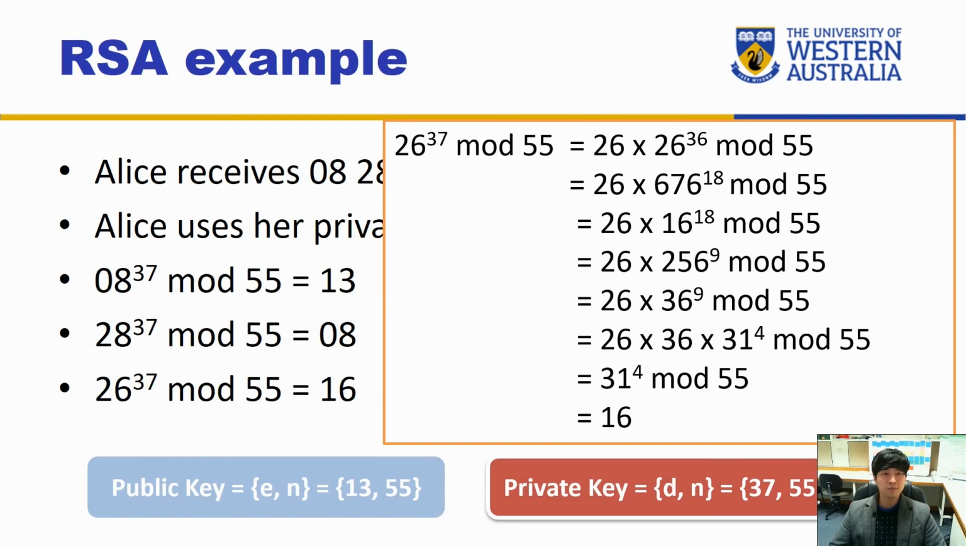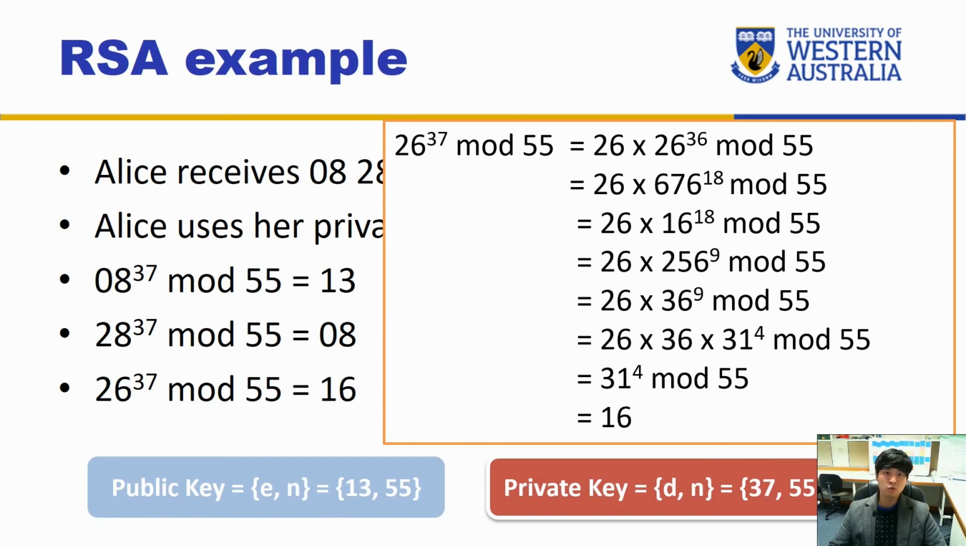And following these steps. So for instance, 26 to the power of 37 is equivalent to 26 times 26 to the power of 36, right? And just like reversing the fast exponent, we're going to halve this, right? So we do 26 squared and then halve the power. So it becomes 676 to the power of 18 mod 55. The good thing about modulus operation is I can reduce this value. So if I take modulus 55 from 676, it reduces to 16. So now it becomes 26 times 16 to the power of 18, which is equivalent to what we had before. So we repeat this process.